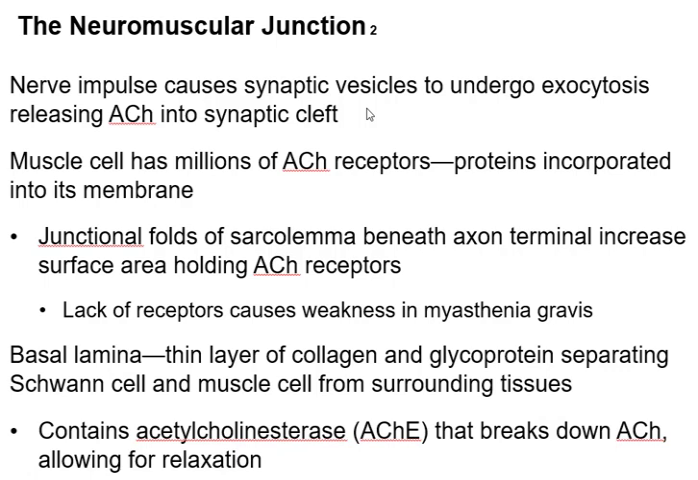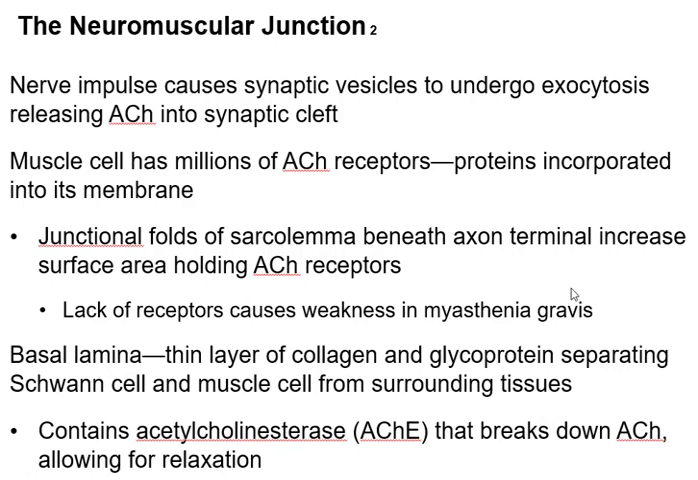All right, so the synaptic vesicles, those are those bags of acetylcholine that are in the bouton of the axon. They undergo exocytosis, so they fuse with the membrane, the end of the axon, and release the acetylcholine into the gap between the nerve ending and the muscle cell. And then the muscle cell, which is a muscle fiber, has millions of acetylcholine receptors. So they attach the acetylcholine.